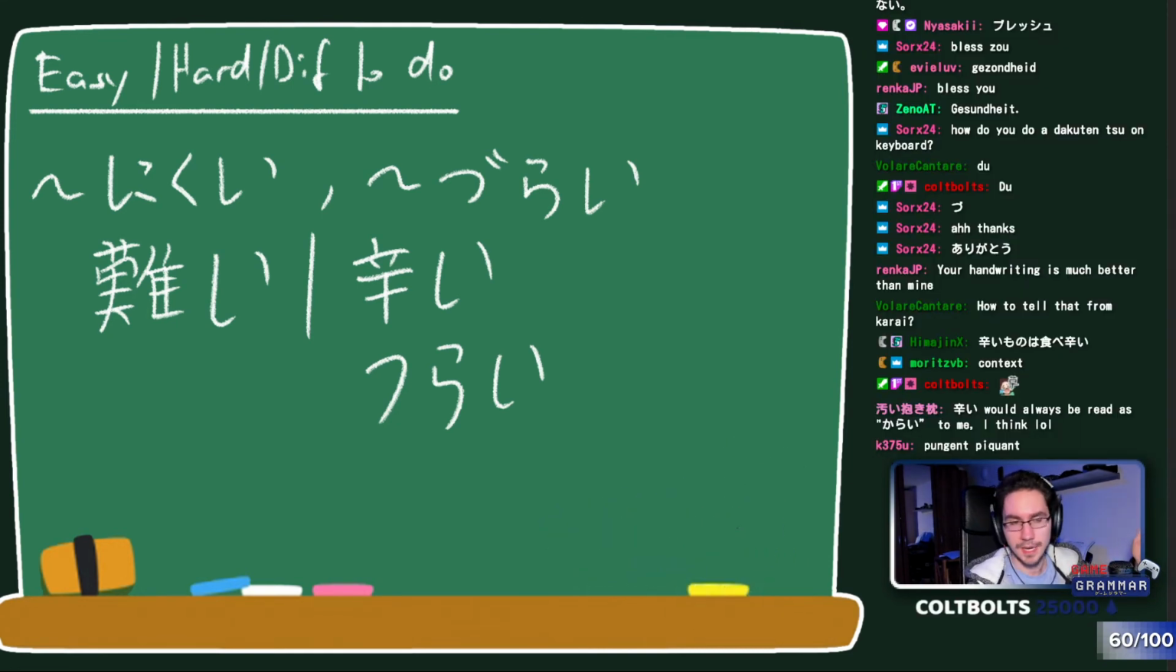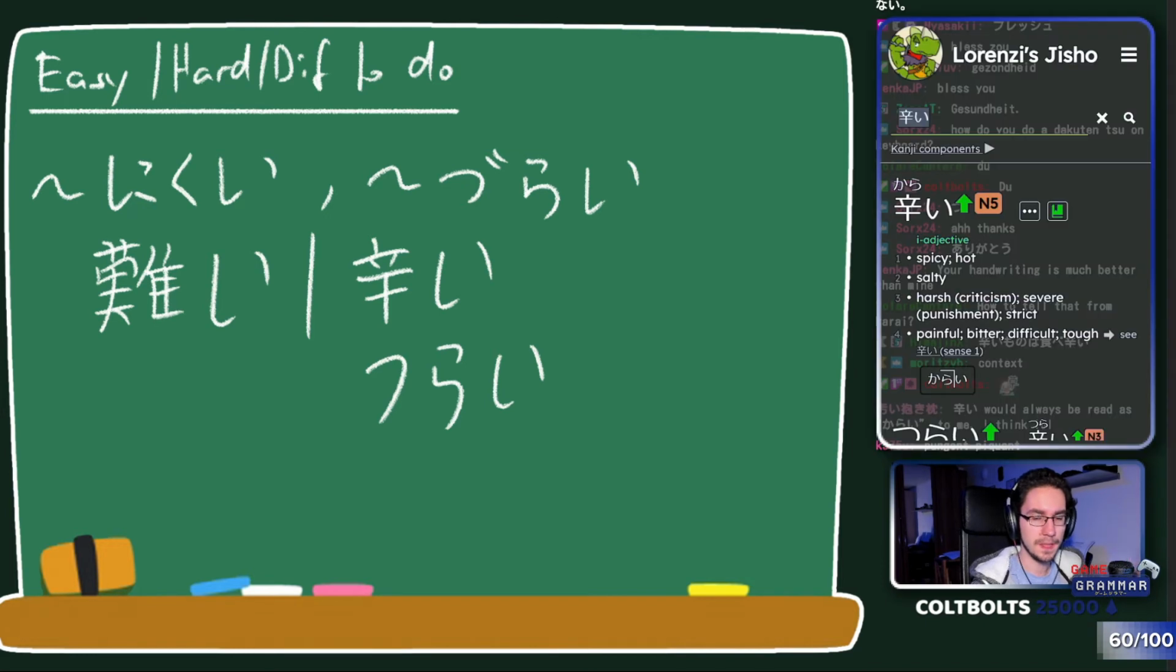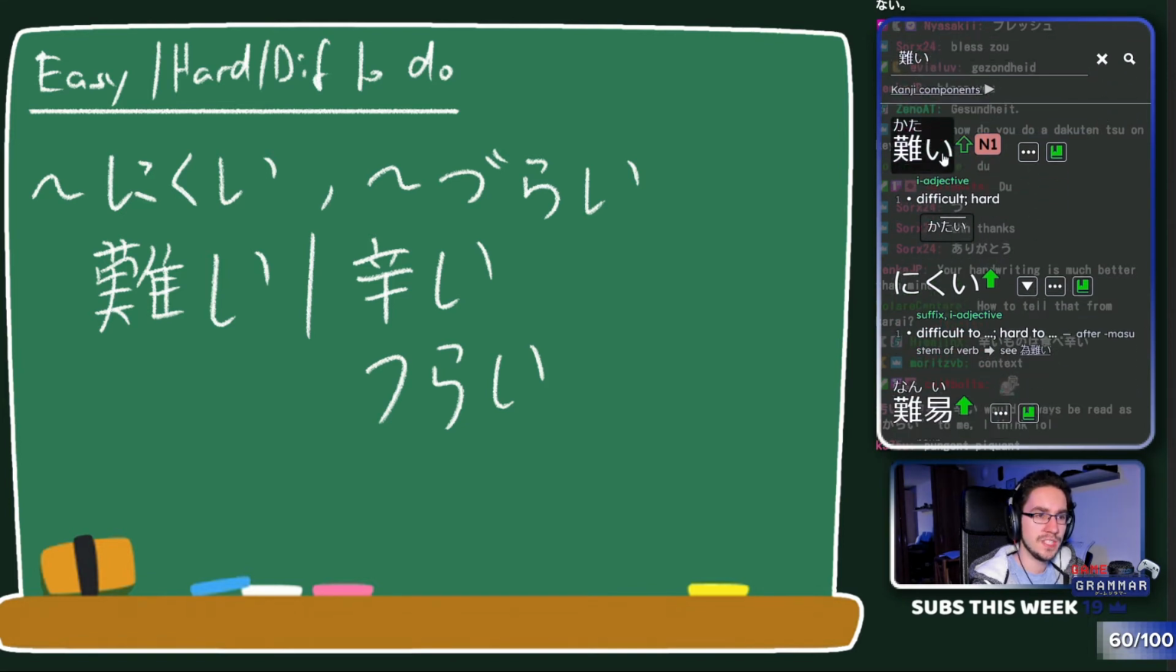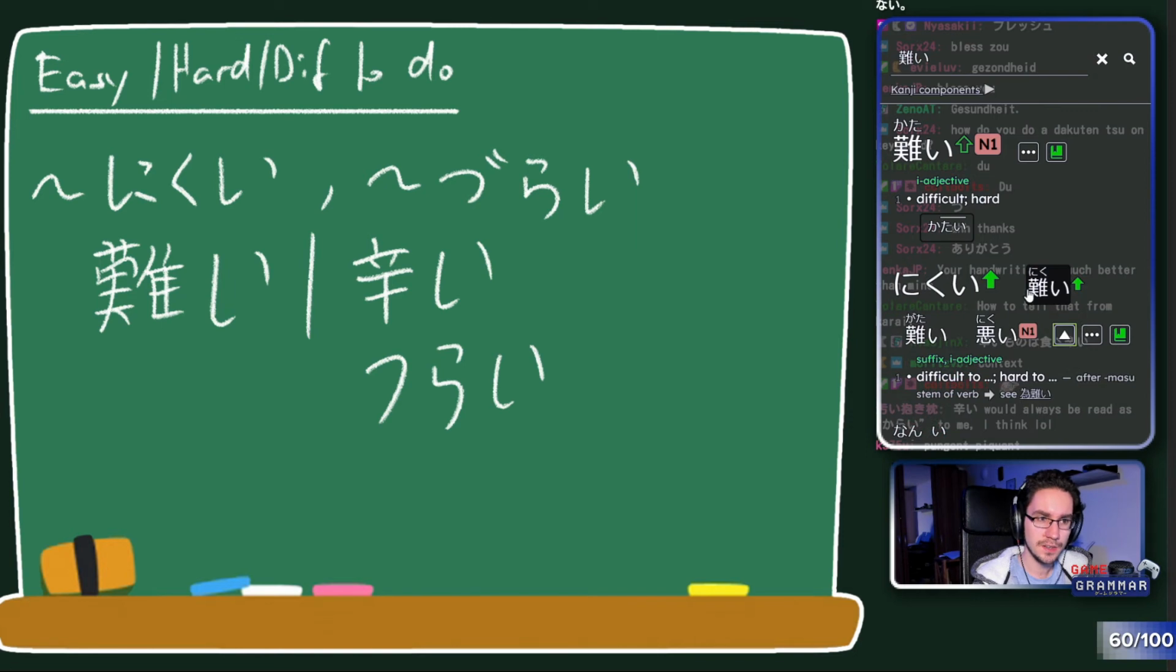Now, the issue of nikoi is that you can use it, but when you see this without anything else, I would most of the time read it as katai, okay? Nikoi with this kanji is considered only a suffix use. It isn't really used by itself. When it's not a suffix, I would read it as katai, okay?